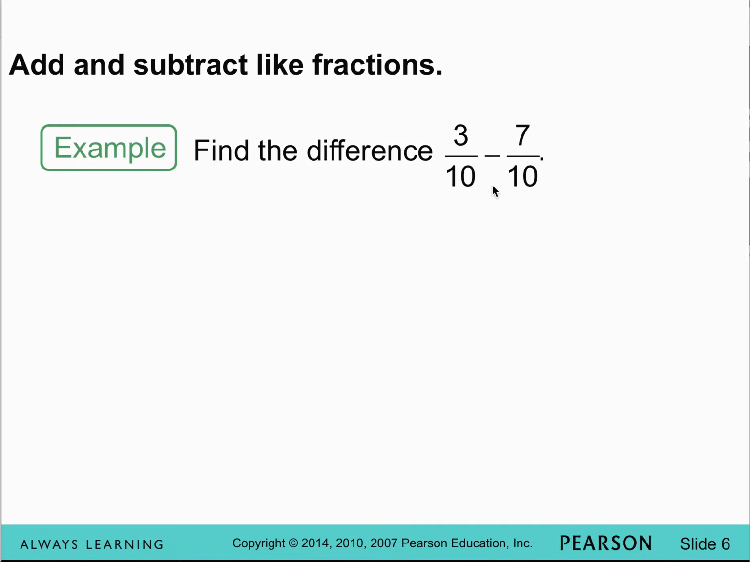All right, so I'm looking at these. They already have a common denominator. That's a 10. So I keep it as a 10, and then I just subtract across. 3 minus 7. Hey, signs are different. That means minus. So 7 minus 3 is 4. Keep the sign in front of the bigger number.